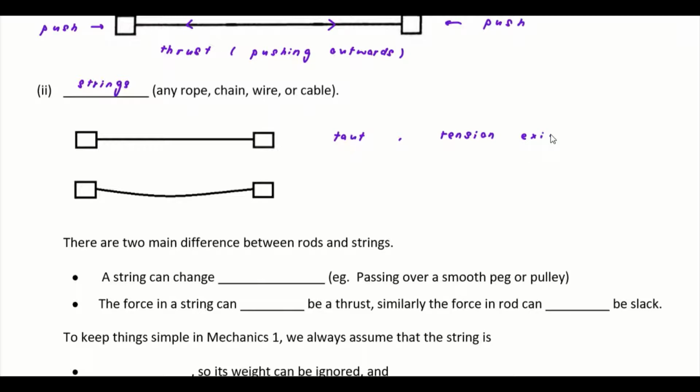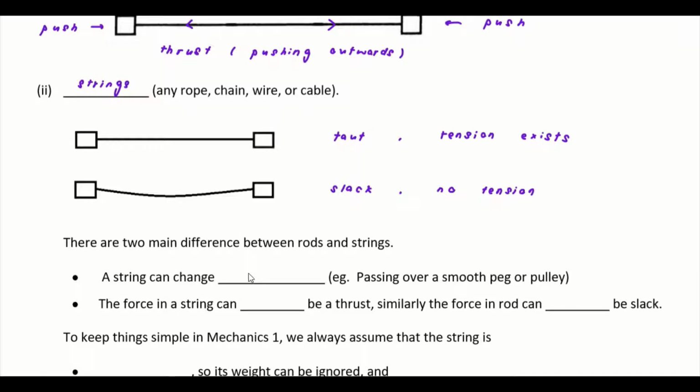These are words that you will be seeing later in some of the questions. This one is like a loose string. In maths we call it slack. For the situation where there's slack, you can imagine that there's actually no tension in the string. So there are two main differences between the rods and the strings that we are discussing here.